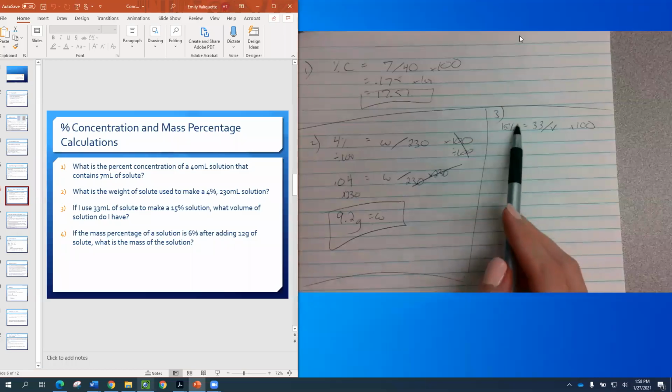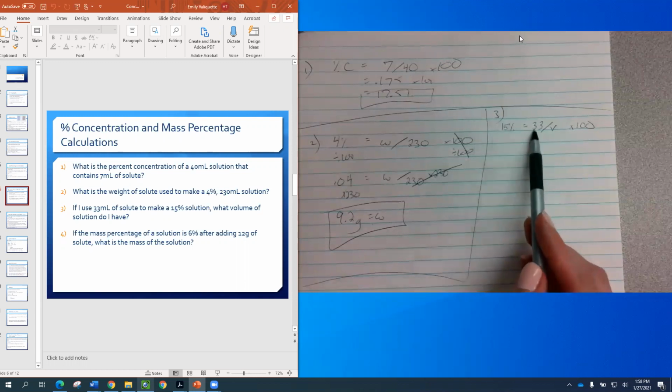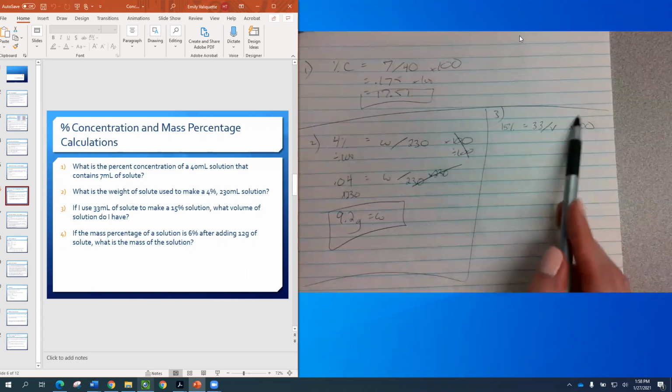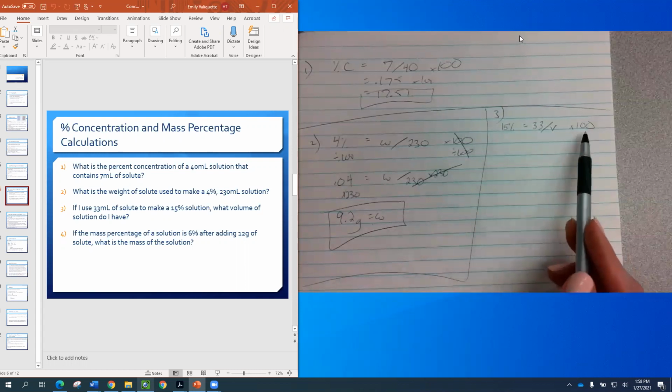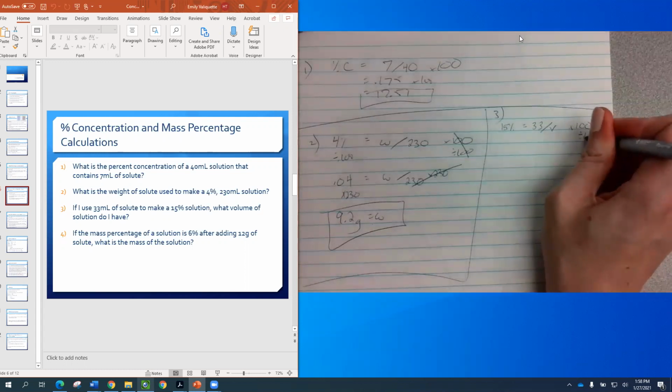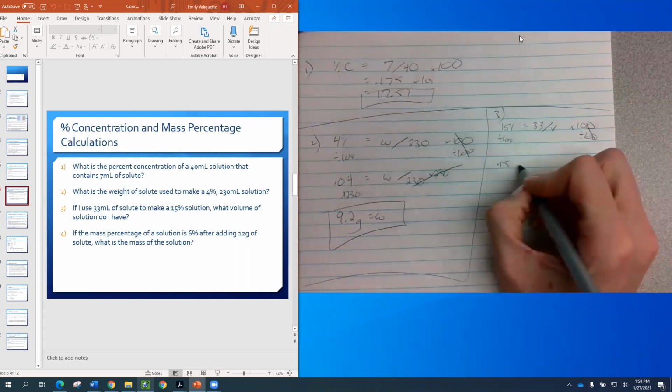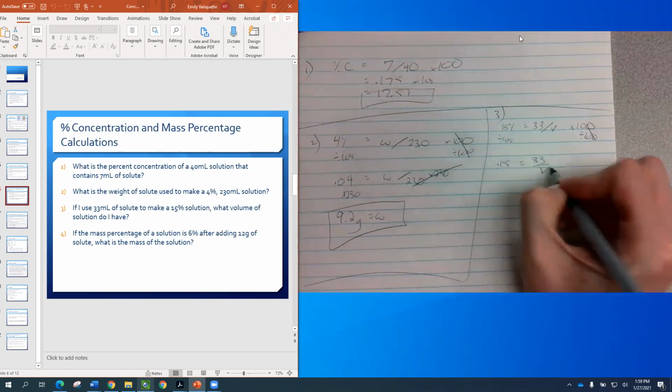Okay, this time, once again, I'm given my percent concentration, so 15%. Your percent is always going to go on the left-hand side. Then I'm given my volume of solute and asked to find my volume of solution. And of course, I have my times 100 over there. I get rid of that first by dividing, and that gives me 0.15 equals 33 over V.